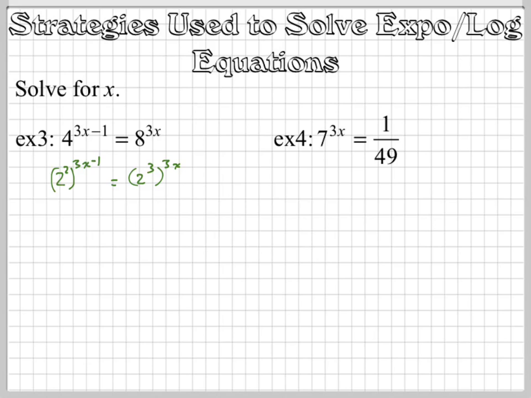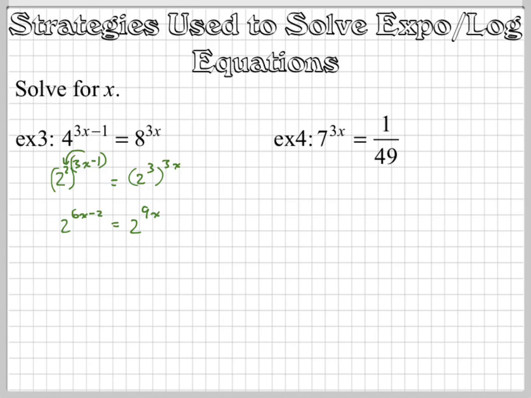Now things look a little nicer, a little prettier. Do you remember what to do when you have parenthesis exponents? What do you do with these outside exponents to the inside exponents? Yeah, so we're going to multiply it to the inside exponent, so we have 2 raised to the 6x minus 2. And on the right side, we have 2 raised to the what power? 9x. Yes.